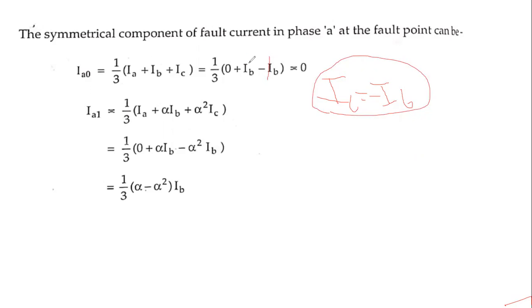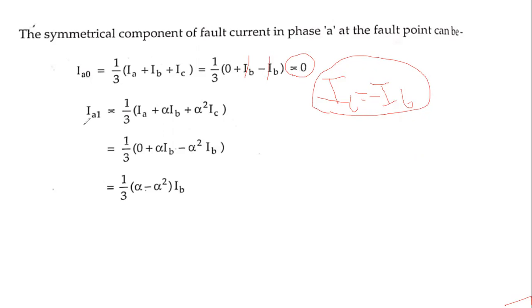Therefore, minus IB plus IB gets cancelled. Then we obtain 1 by 3 into 0, which is equal to 0. Therefore the zero sequence component of current at A phase is equal to 0.